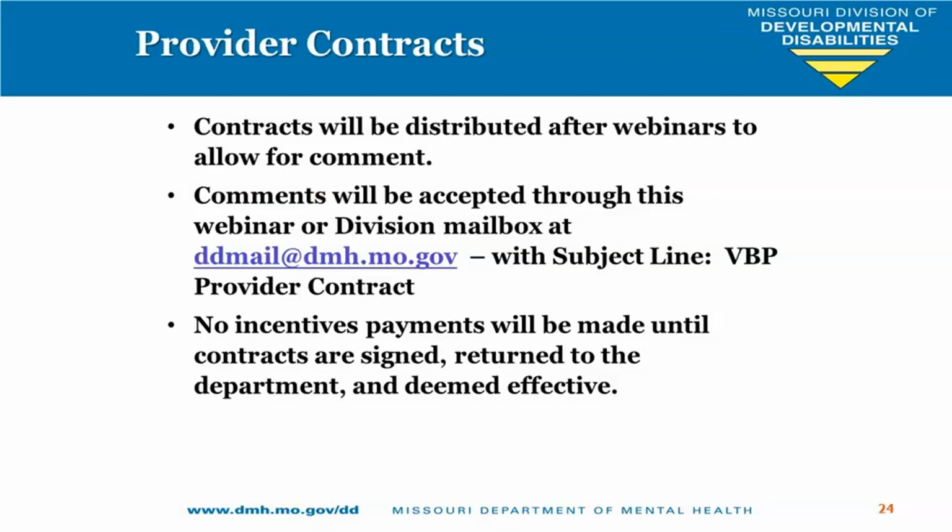Again, provider contracts were distributed, I believe, last week. If there is any comment on those contracts themselves, those comments should be submitted to the DD mail at dmh.mo.gov with a subject line of VBP provider contract. But please note that no incentive payments will be made until that revised contract has been signed and returned to the department and deemed effective.